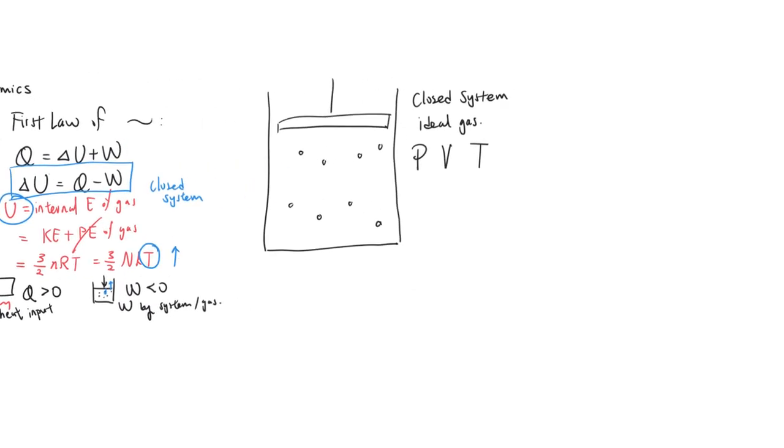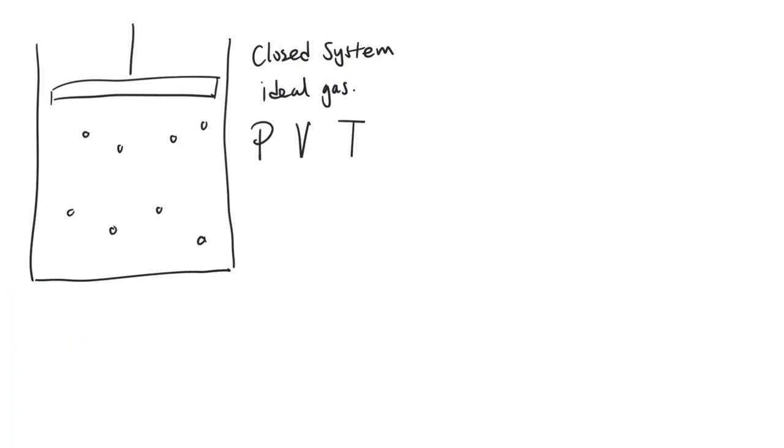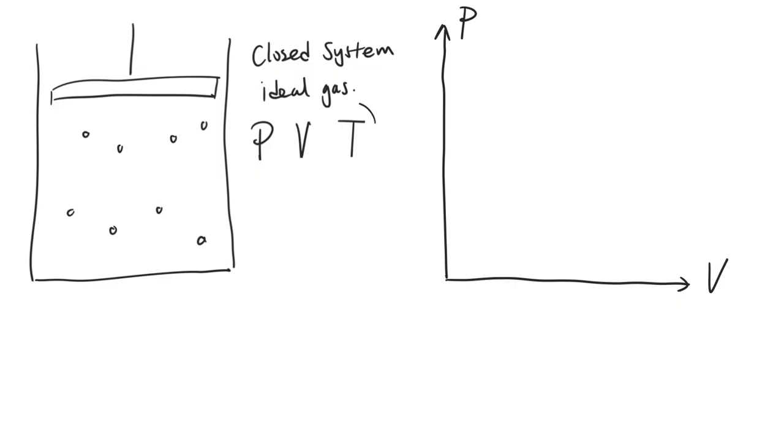And what we're going to do is draw a diagram that shows the state of this system. We're going to draw a VP diagram. This is something very conventional. And now you might ask, why do we not draw T in? But remember, this is an ideal gas.